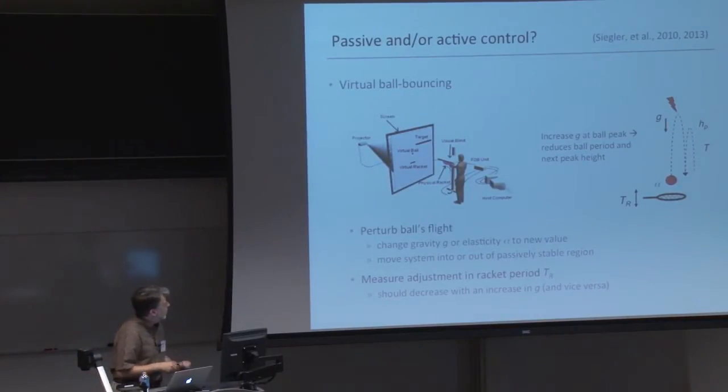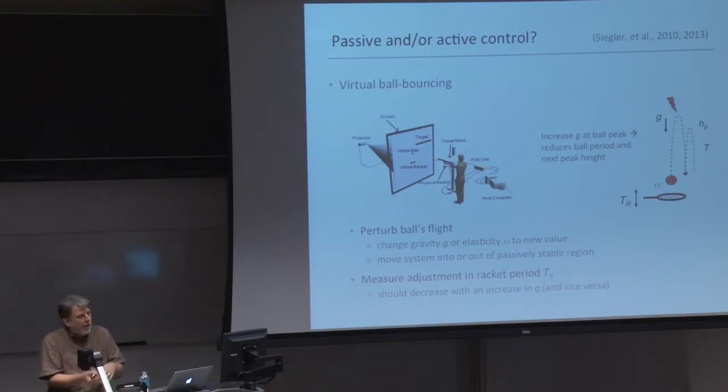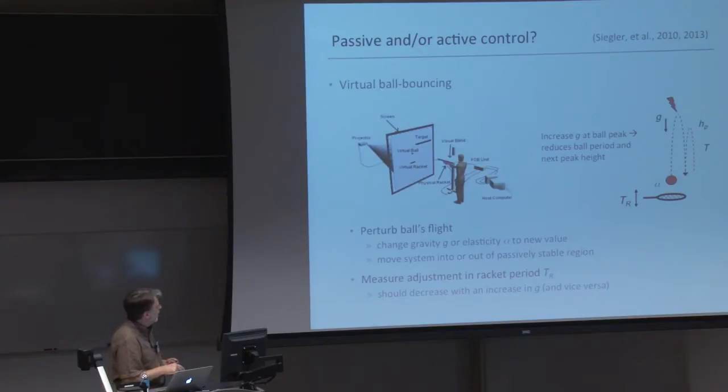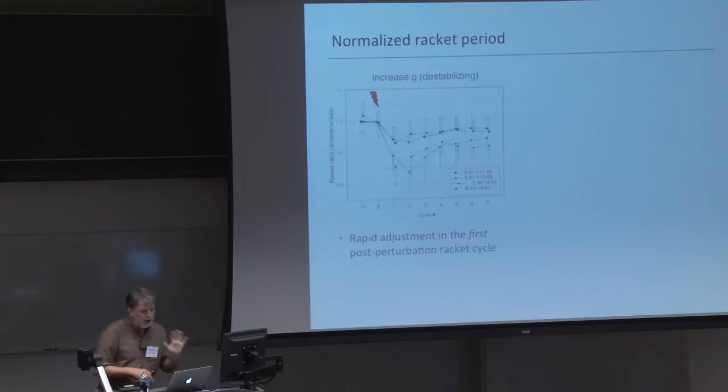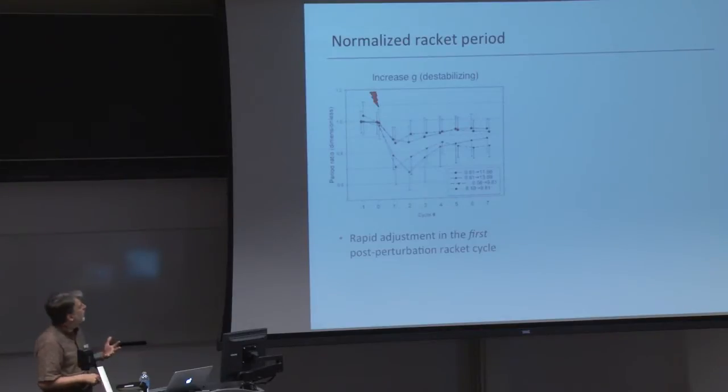So we can do this in such a way that we can move the system into a stable state or out of a stable state and look if there's compensation only if the system becomes unstable. We're going to do these sort of visual manipulations and then measure the adjustments of the racket, particularly the racket period, which should, if you increase gravity, decrease, if it's responding adaptively to the ball, and vice versa. All right, so I'm just going to show you a couple of results here which bear on this question of is control active or passive.